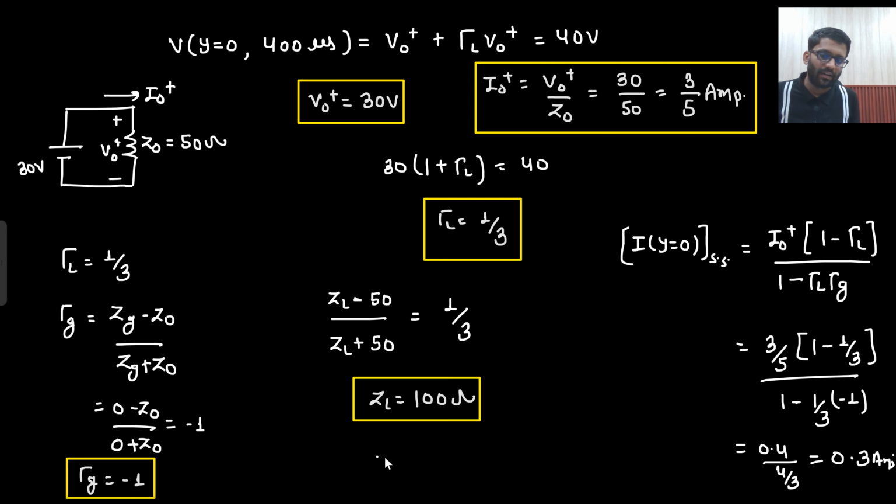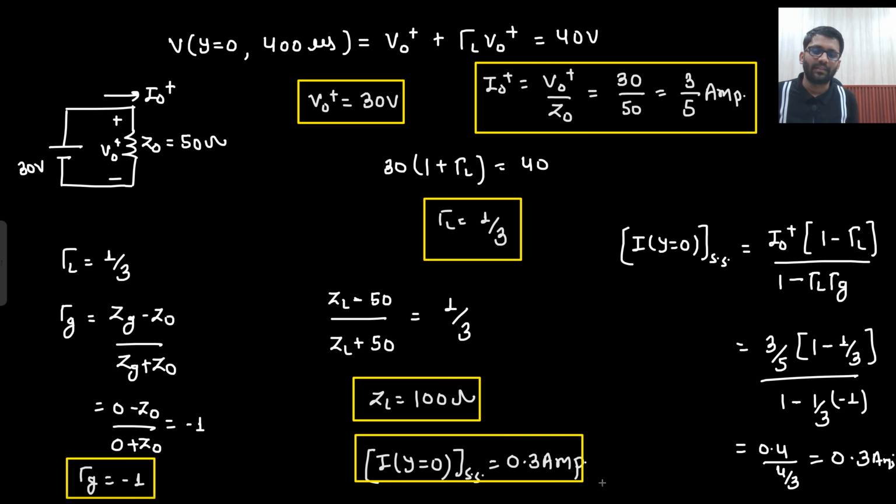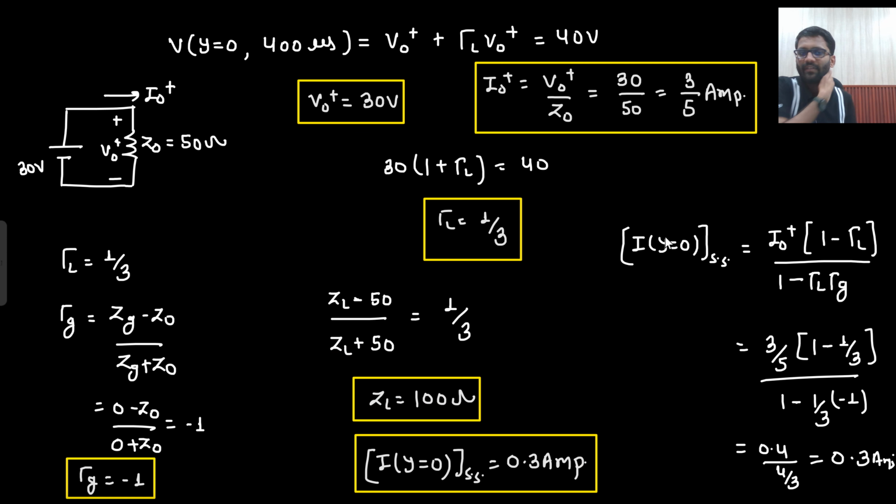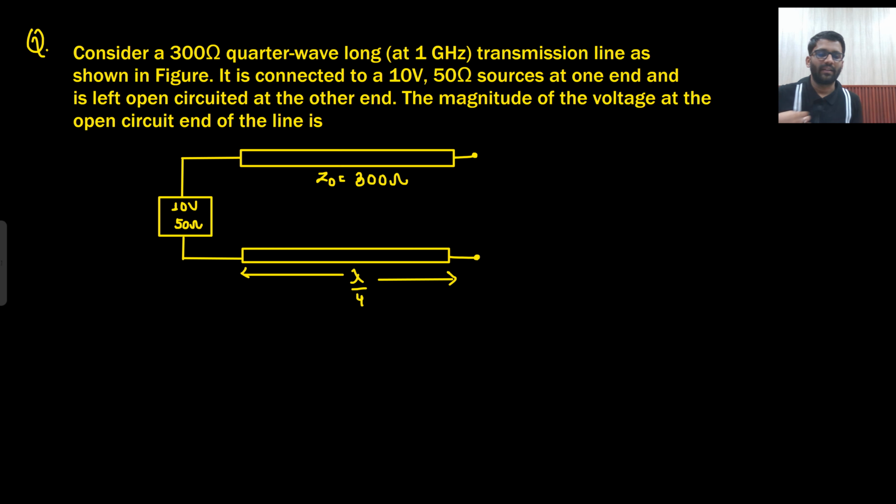So your current at load steady state is approximately 0.3 ampere. Is that clear to you? We just applied the formula and put the value. I naught plus we got to know that it is 3 by 5 because 30 by 50. Then I just put it here 1 minus 1 by 3, 1 minus 1 by 3 into minus 1. Then 0.3 ampere we are getting. So this was a gate problem only. Two questions were there, ZL and current. Okay, very easy. Let's solve one more gate problem.